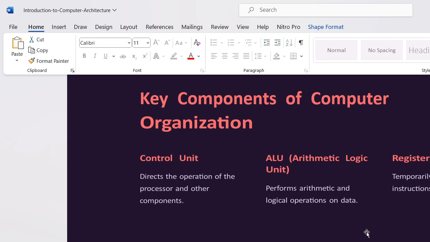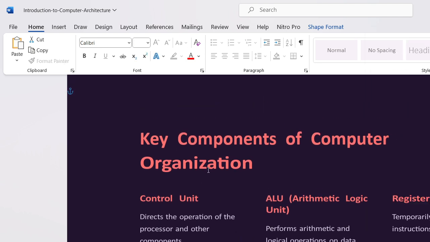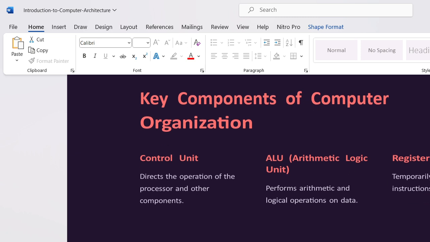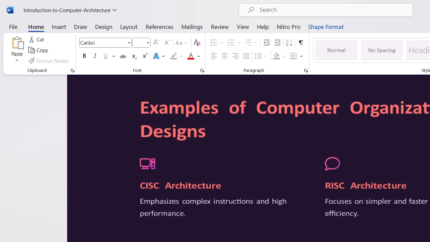Next are the key components of computer organization. Control units direct the operation of the processor and other components. The ALU, the arithmetic logic unit, performs arithmetic and logical operations on data. Another is registers, which temporarily hold data and instructions during processing. Examples of computer organization are CISC architecture, which emphasizes complex instructions and high performance, and RISC architecture, which focuses on simpler and faster instructions for efficiency.